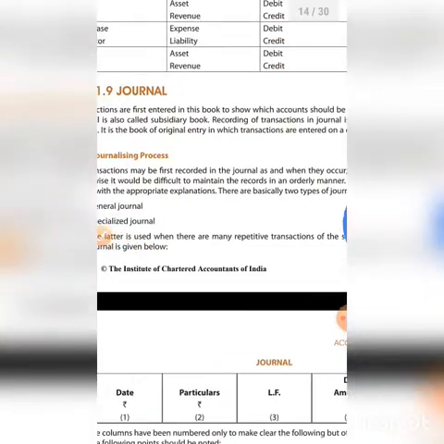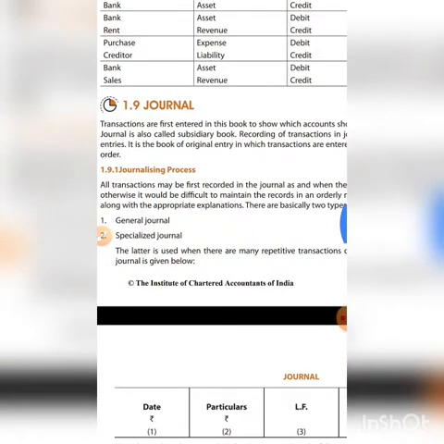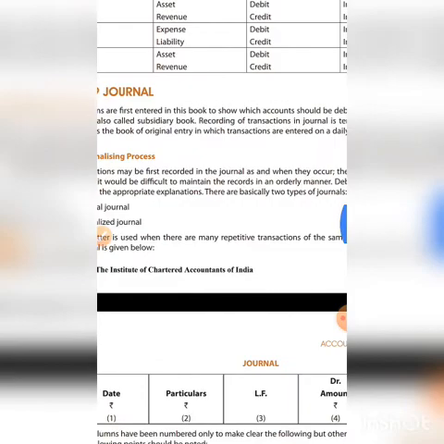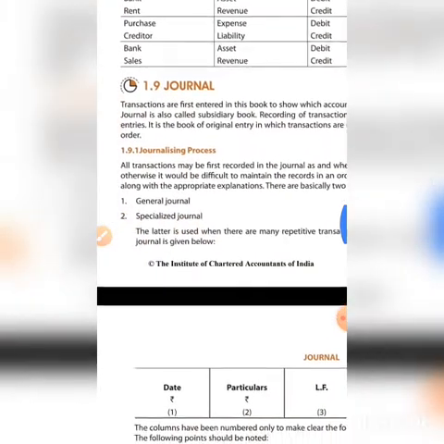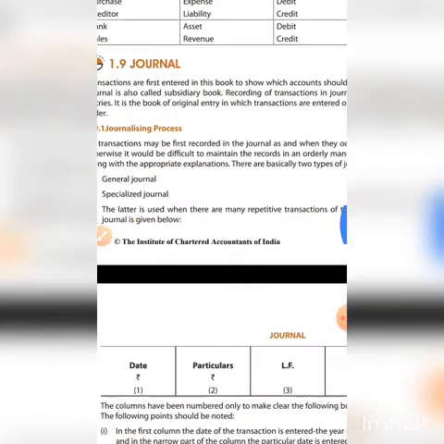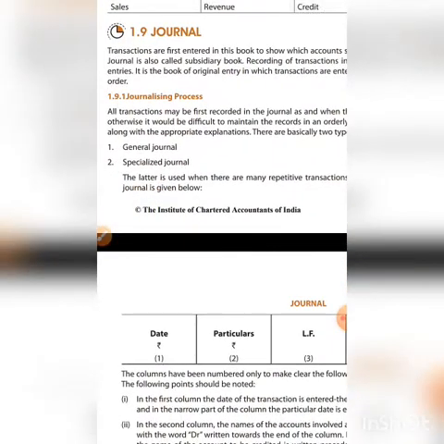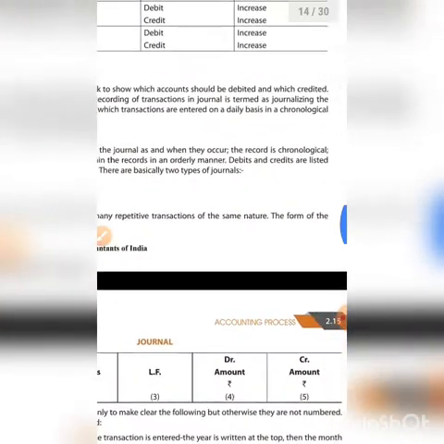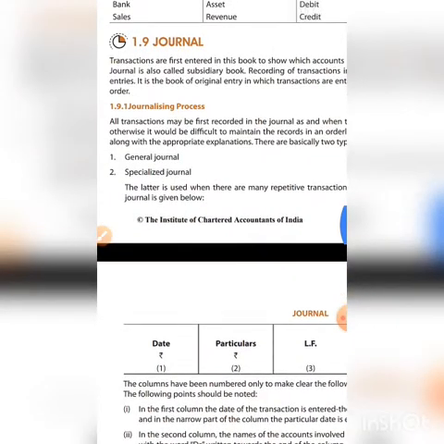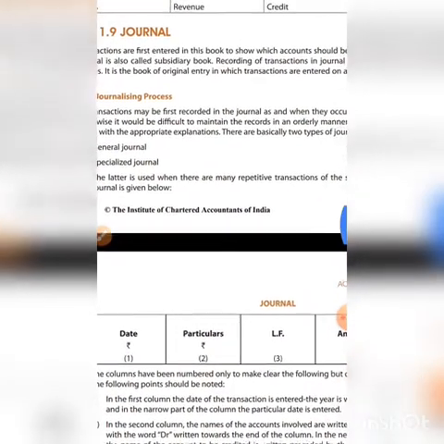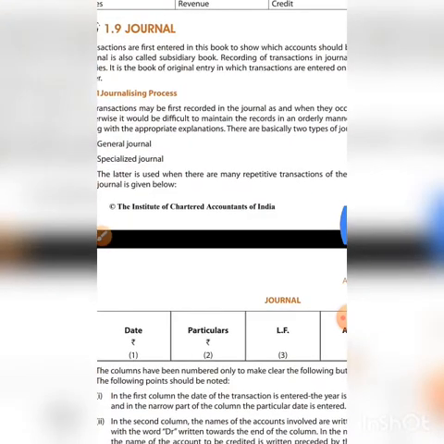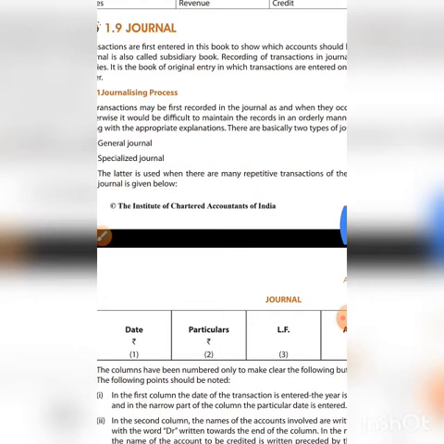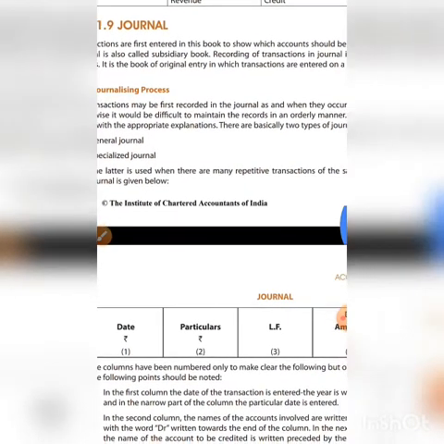A journal is a book where all the transactions made by us are entered to show which accounts are debited and credited. A journal is a subsidiary book. Recording of transactions in the journal is termed as journalizing the entries. It is the book of original entry. Original entry means the transactions entered by us which are originally written in the journal books.